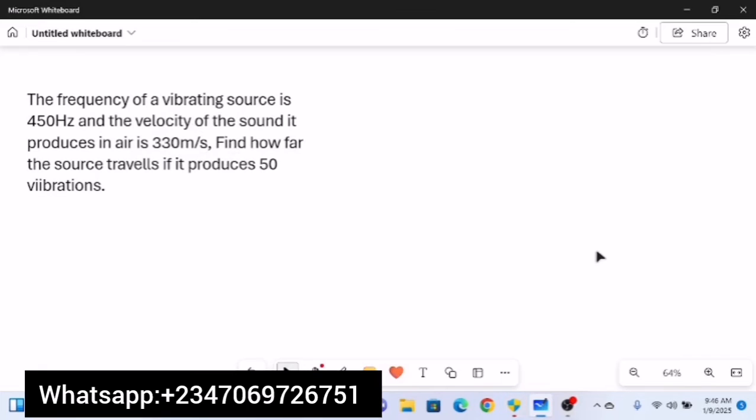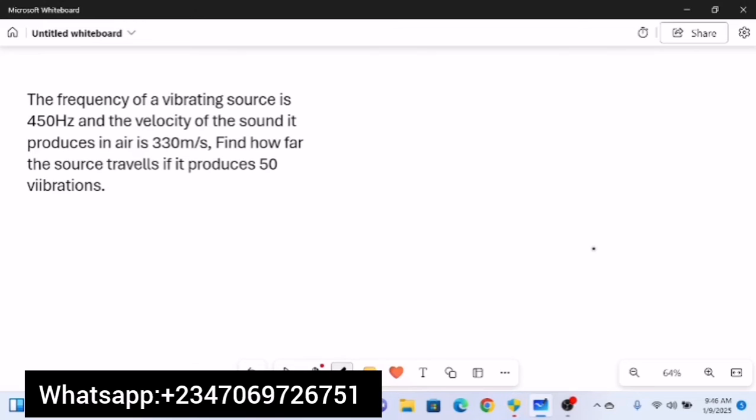Now let's consider this question. It says the frequency of a vibrating source is 450 Hz and the velocity of the sound it produces in air is 330 meters per second. Find how far the sound travels when the source completed 50 vibrations.